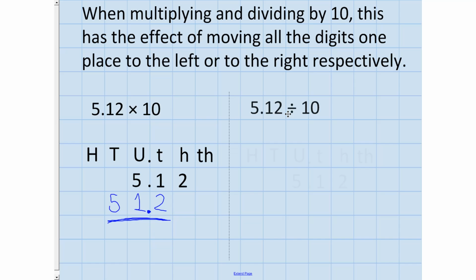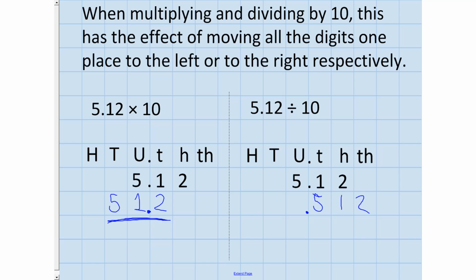Similarly, let's have a look at what happens if we divide by 10. So again, here's hundreds, tens and units. This time, if we divide by 10, each of the digits moves one place to the right. So now the 5, instead of 5 units, is going to be 5 tenths. Instead of 1 being 1 tenth, it's going to be 1 hundredth. And the 2, instead of being 2 hundredths, will be 2 thousandths. Again, copy the decimal point from above.